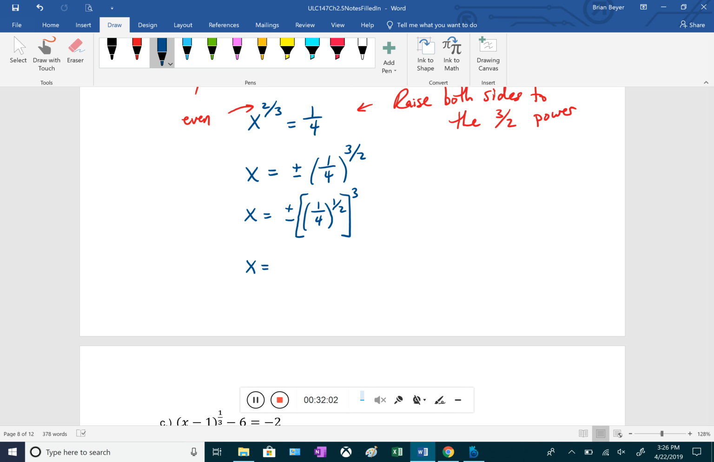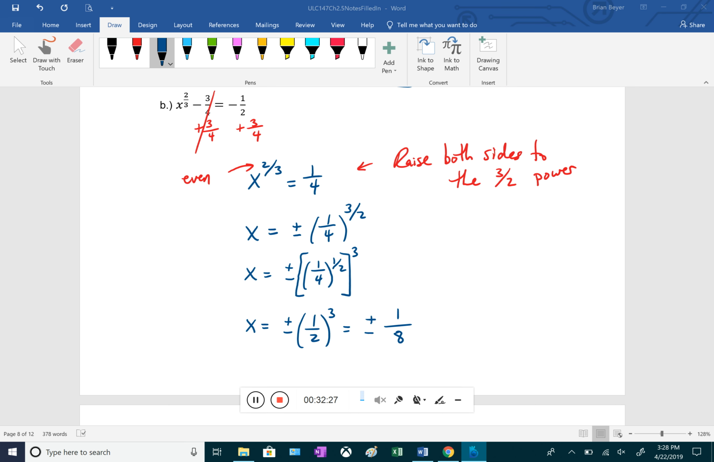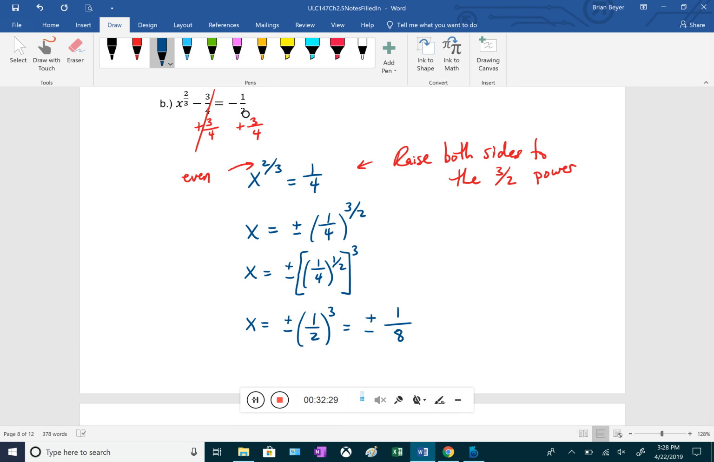1/4 to the 1/2 is the square root of 1/4, which is going to be 1/2. So now we just have to do 1/2 cubed, which is 1/2 times 1/2 times 1/2. Or we can cube the numerator, cube the denominator separately. Either way, we get 1/8. So just writing this as a solution set, that would be -1/8 and +1/8.